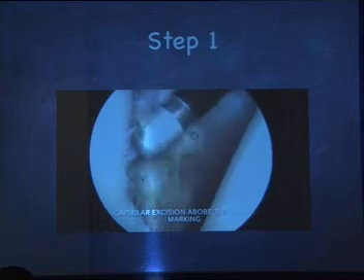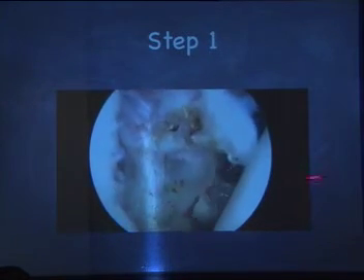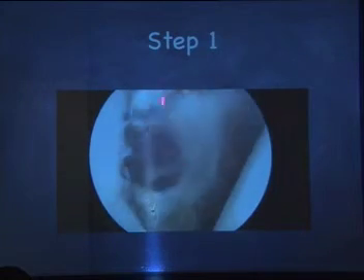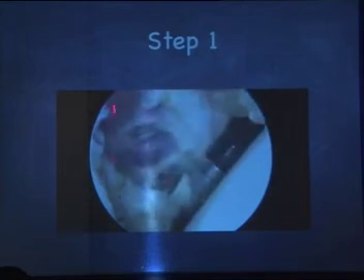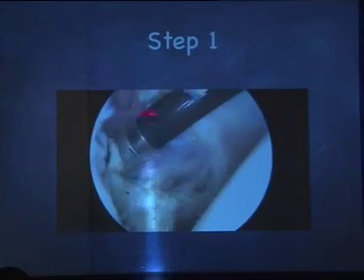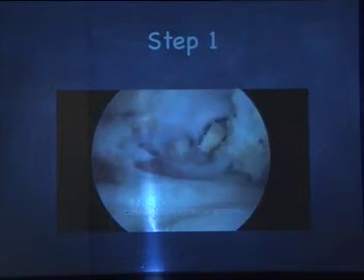Then the capsule is excised above where the lower marking is made. So you do not excise the capsule below the lower mark, it's above that lower mark. You would excise a small triangle of about 2 centimeter base, with arms of about 2 centimeters each. So it's more or less an equilateral triangle of capsule that you would excise.